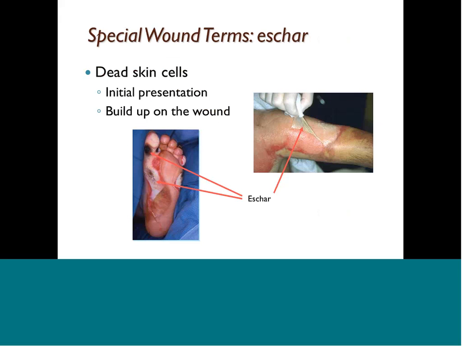Now, there are some special wound terms when we talk about burns. One of the wound terms is eschar. Eschar is a term that describes dead skin cells. Now, you can see this on initial presentation, like you see on that foot, where we're going to describe that injury as there's some black, dry eschar, or dead skin cells. Or the eschar can build up on the wound as a thin layer.